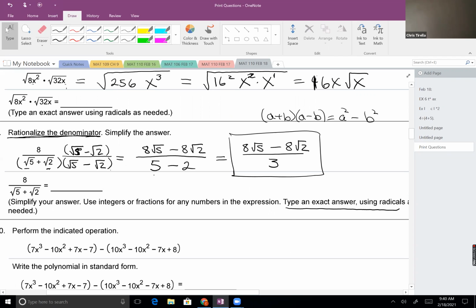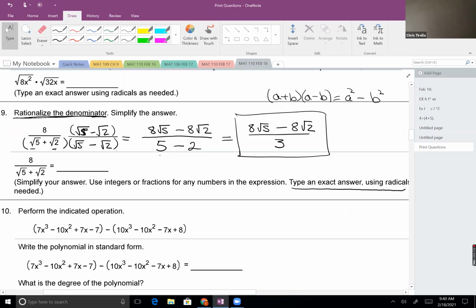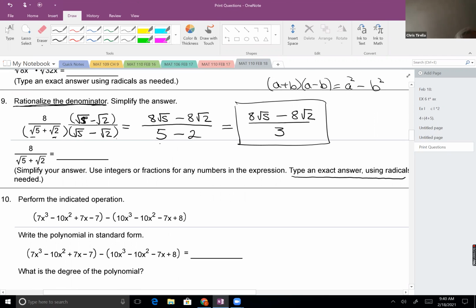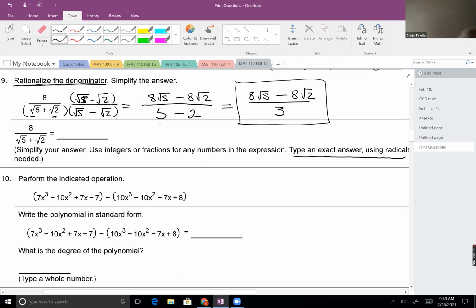That one, all right. Does everybody remember that process? That's usually something that, by the time we get to the end of this chapter, people have forgotten. Remember it. You'll see that over the weekend. Perform the indicated operation. Does everybody remember if it's subtraction?